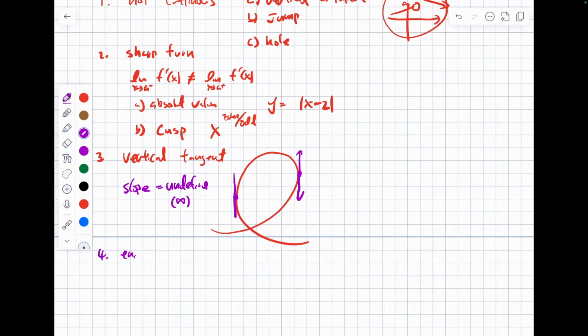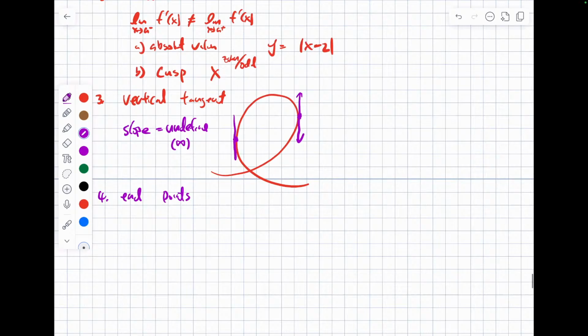Fourth, the endpoints. Endpoints not being differentiable is pretty easy to understand, because imagine you have a graph on the left or right, but the problem is I don't have a slope on the left of that endpoint, or I don't have a slope on the right from the other endpoint. So therefore, you cannot say that's differentiable. There are a few situations that are not differentiable. Does that make sense?